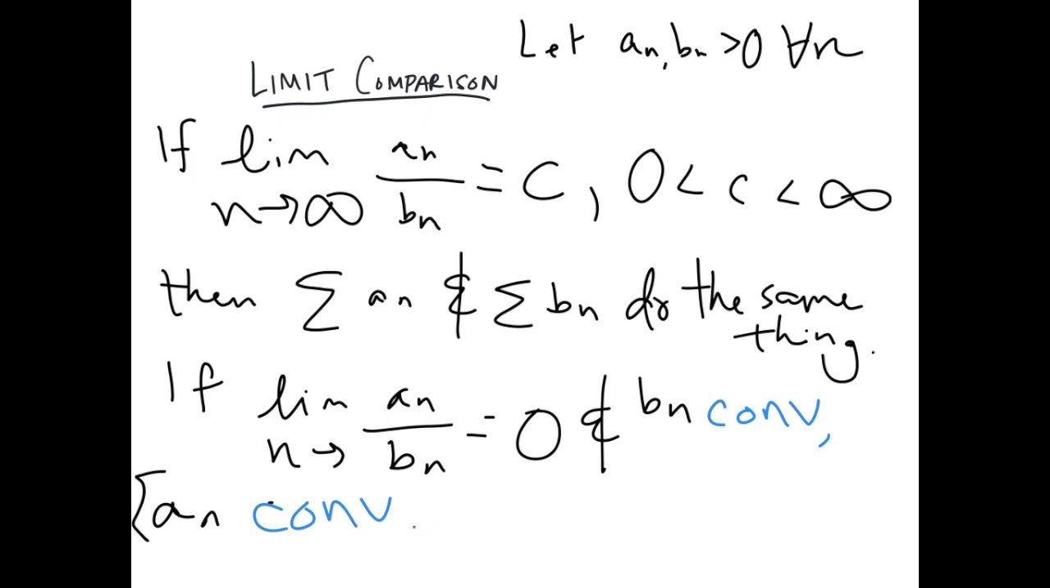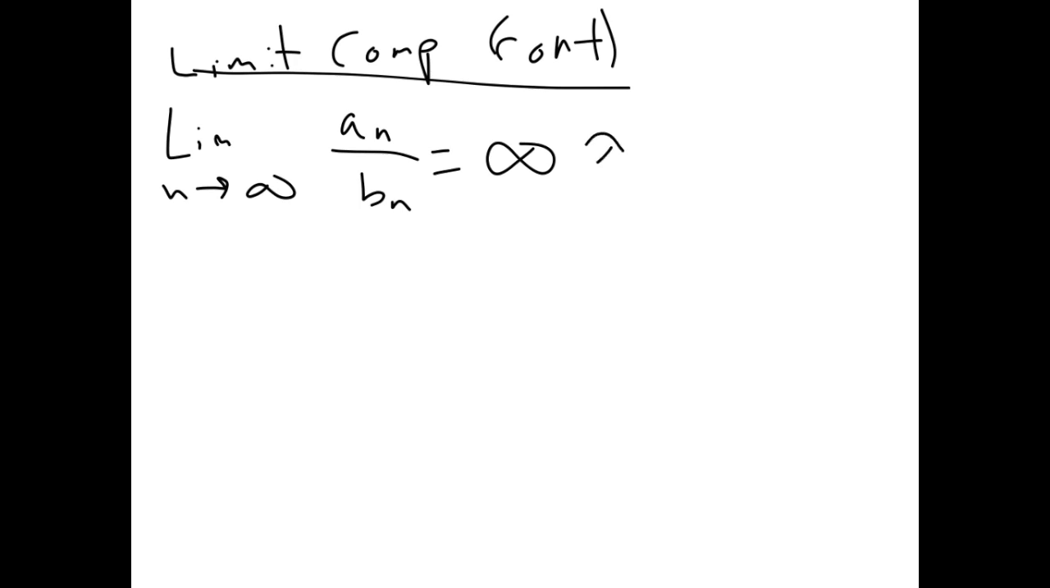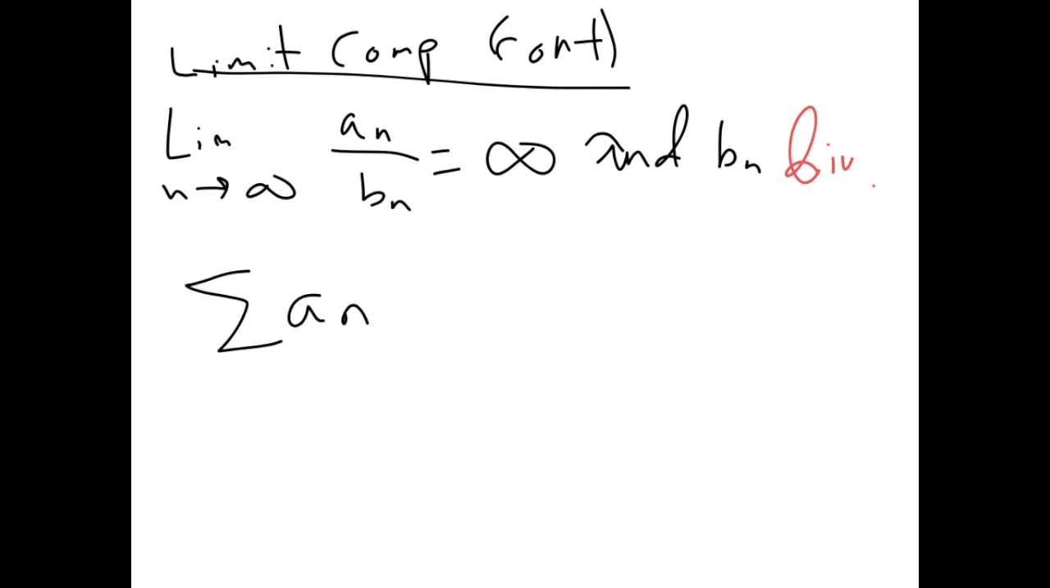Now, I'm running out of space here, so let's look at what happens in another situation. All right. If we have this limit as n goes to infinity of an over bn equals infinity, and bn diverges, then an will also diverge. We can think of it this way. bn is going off toward infinity or doing whatever, and it's still not defeating an. So that means an is bigger than bn. It goes back to that same theory as in the direct comparison.